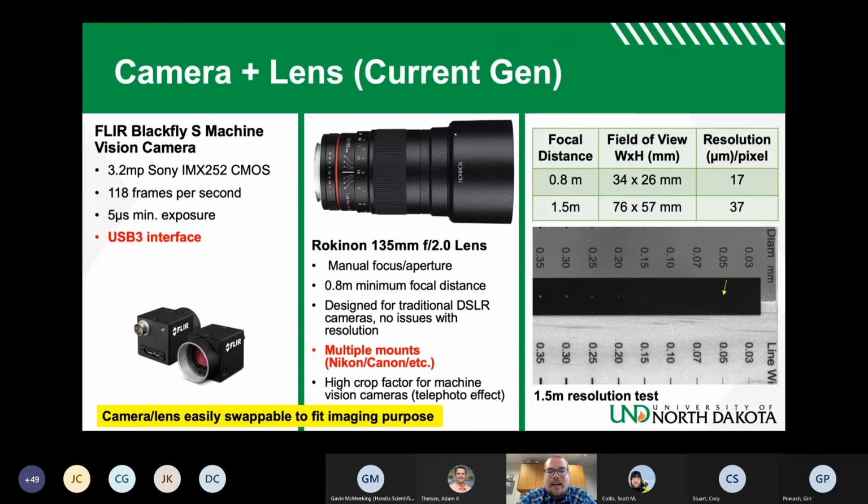At the end of the day, I don't want to focus too much on the resolution, but it's adaptable depending on what sort of focal distance you have. We end up with basically resolving particles down to about 50 microns or so with the current system.